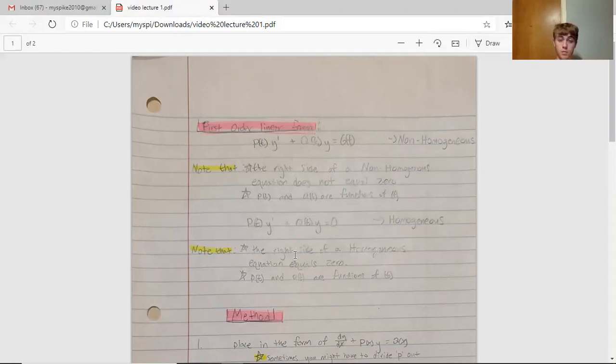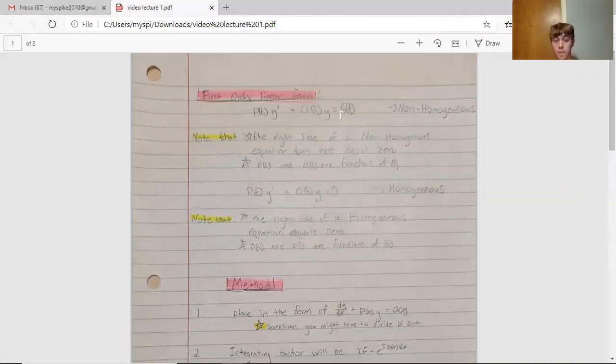The equations are very similar, but for non-homogeneous, p(t)y' + q(t)y = g(t). And note that it's g(t) and not 0. And then for homogeneous, it's p(t)y' + q(t)y = 0, and that is homogeneous. Only difference between these two is g(t) and 0. Remember, homogeneous, 0.